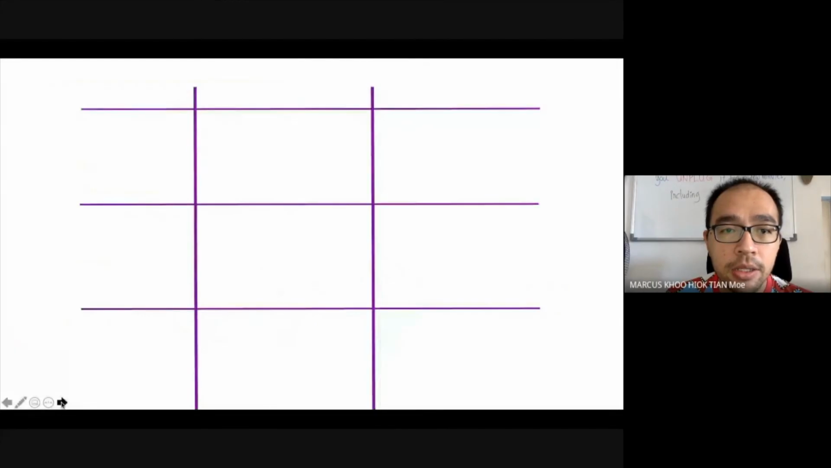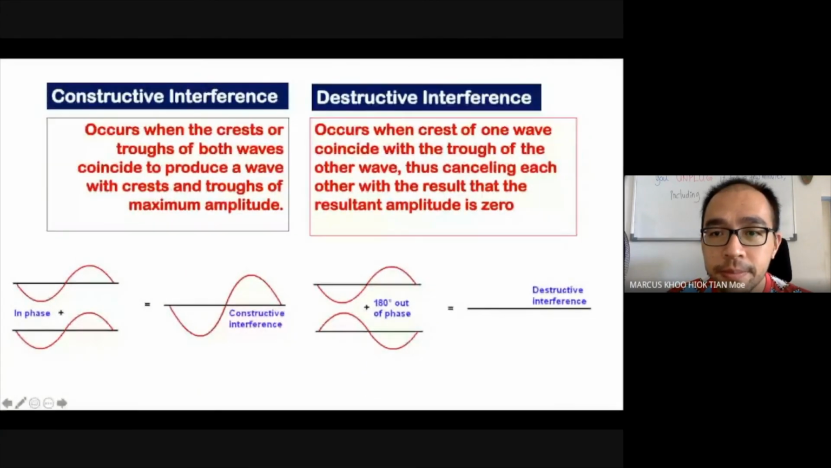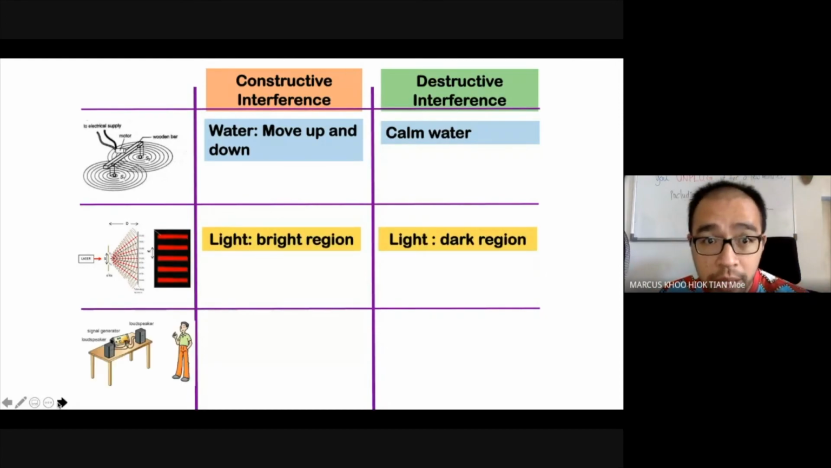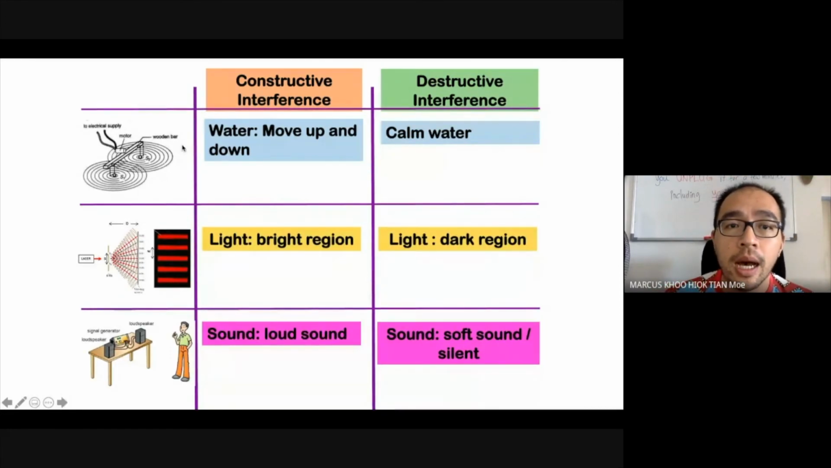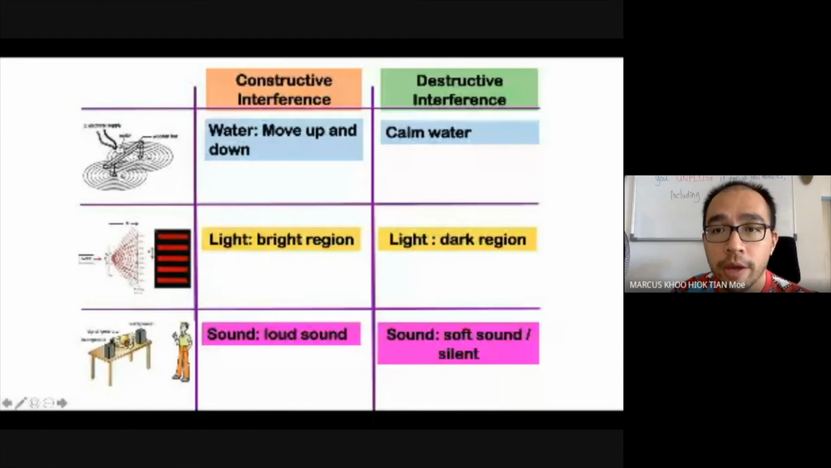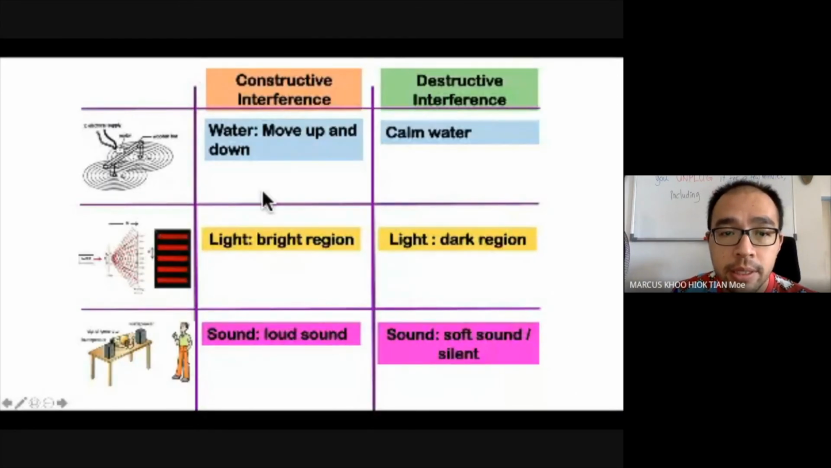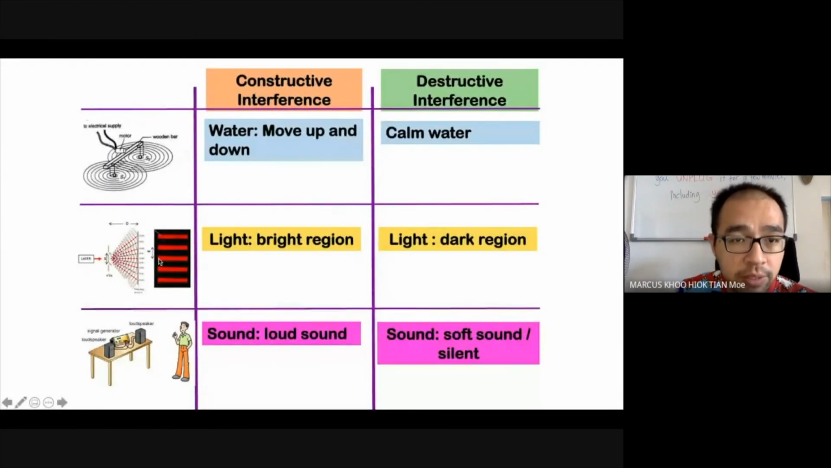So constructive interference in water waves happens when the water moves even higher and lower. But destructive interference is seen when you have two waves that combine and you produce calm water. Now in light waves, when constructive interference happens, we will see a bright region, and when destructive interference happens, we see a dark region.